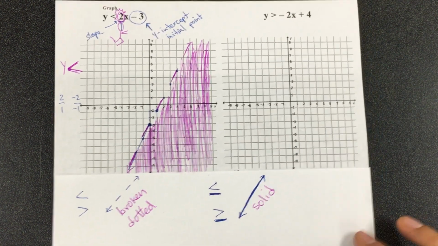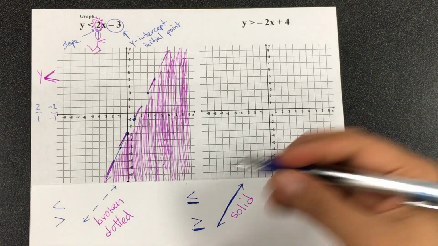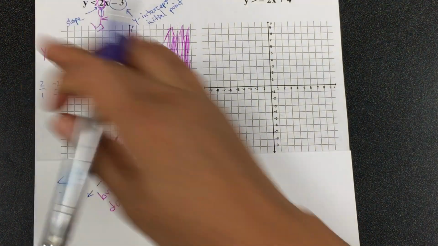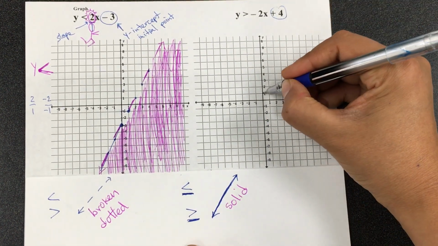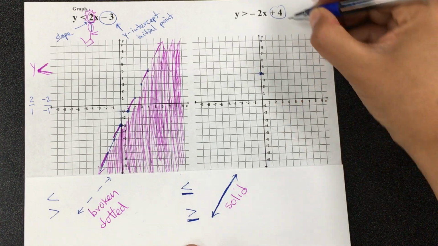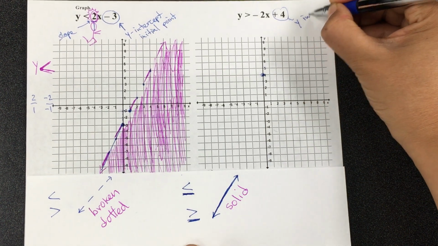Okay, for the next one, I'm gonna go a little faster now that I clarified these parts. So, initial point, positive 4, 1, 2, 3, 4. The initial point is always on Y because it's the Y-intercept.